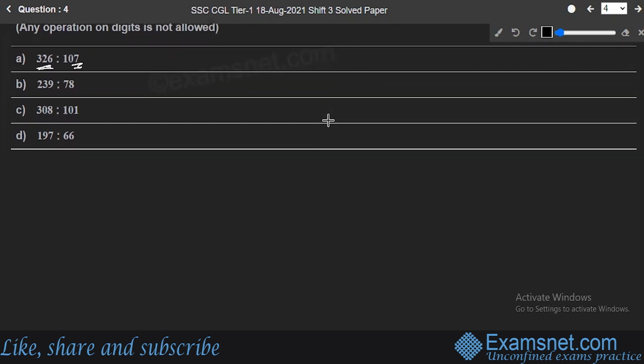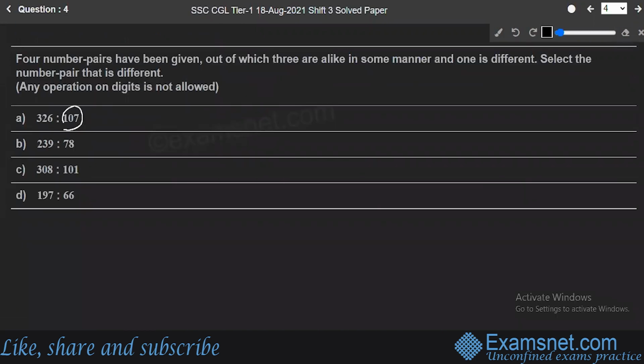The very first one. This is 326 is to 107. See, in this question, if I take this 107 and I look at this number, this seems to be roughly 3 times of it. Let's take 107 into 3. This gives me 321, but I have 326 over there. So I'll add a 5. This will make 326. Let's check with the second one. 78 into 3 will give me 234. If I'm adding a 5 to it, I'll get 239, which is correct.